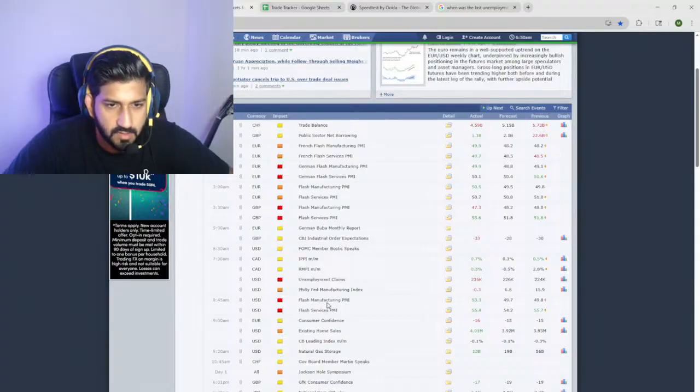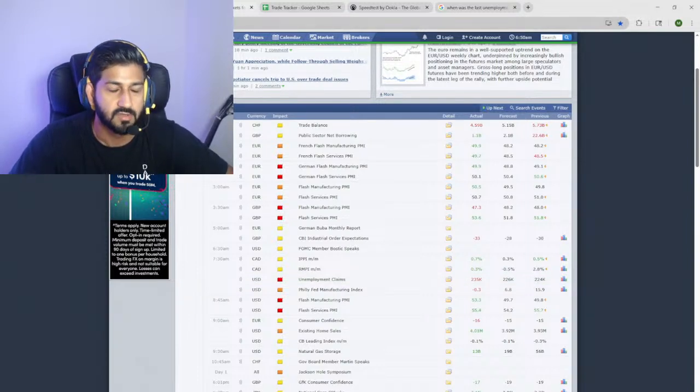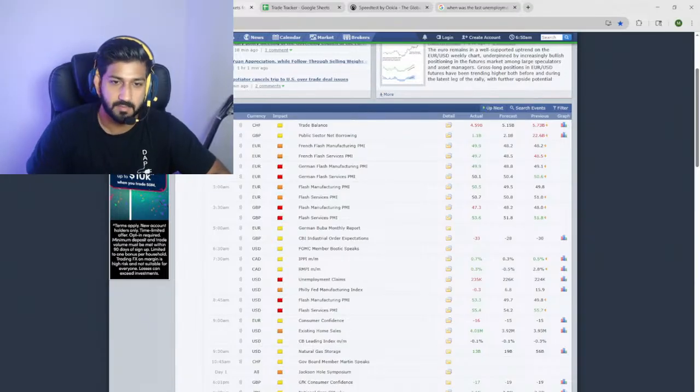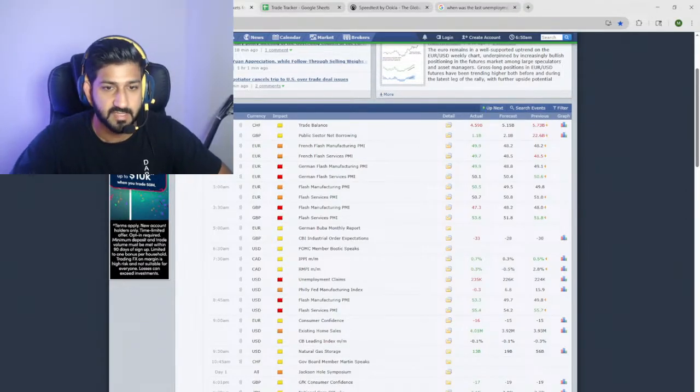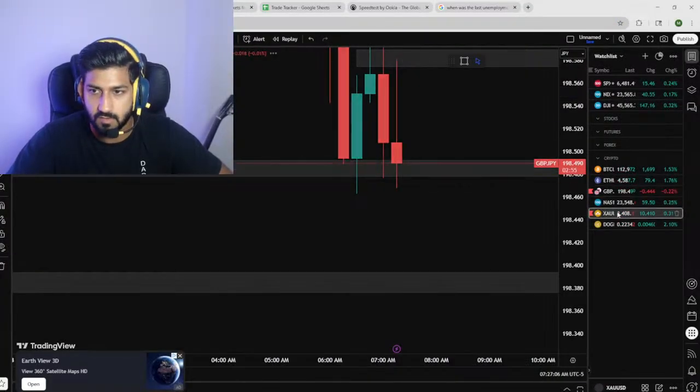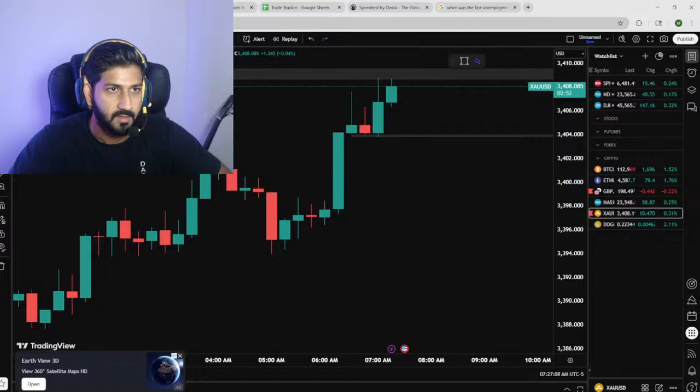I don't see, oh, there you go, unemployment claims. So 224, we had previous, we had higher. So if there is higher unemployment claims, that means that it is a negative sentiment for USD, which should drive gold up. Let's take a look at it on the gold chart here.